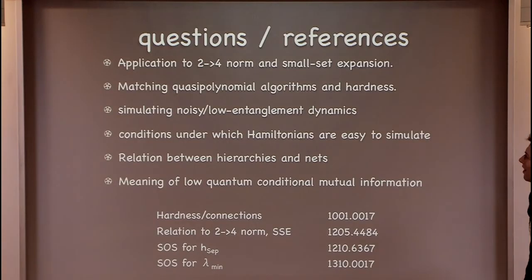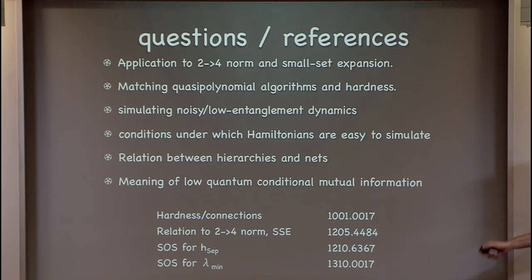Yeah, so let me conclude by saying that there are a lot of open questions. We have some hardness for the 2 to 4 norm, quasi-polynomial hardness. And we don't quite get quasi-polynomial hardness for small set expansion.